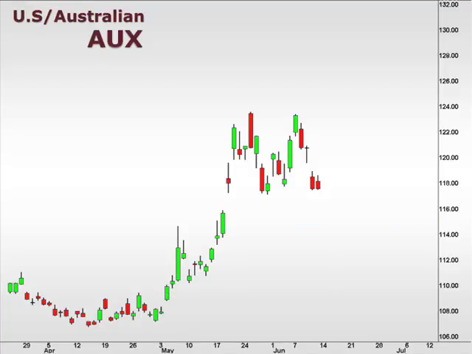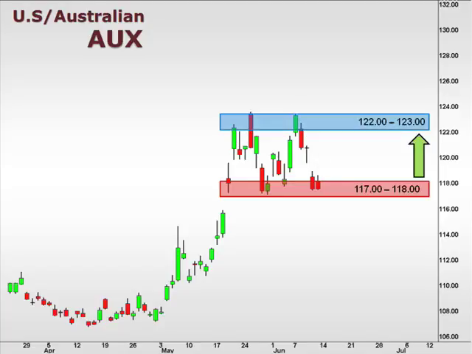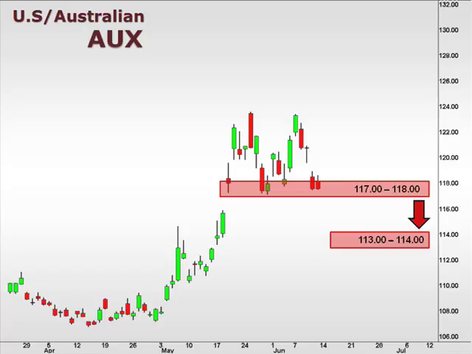The AUX has broken an important trend line but hovers at a key support level at 117-118. We are cautious of a double top formation. However, if 117-118 holds as support, we will look for a retest of this resistance. Now, a break below 117 is likely to retrace deeper into our 113-114 box.